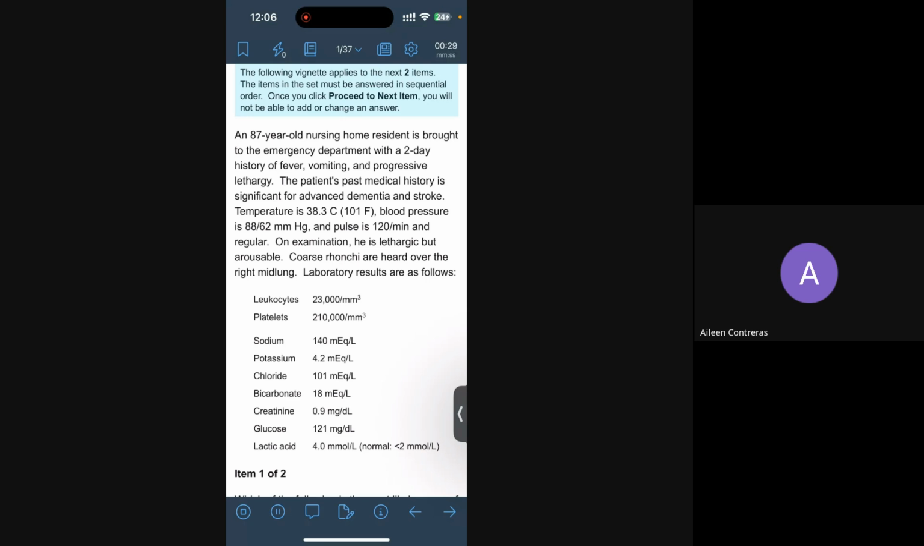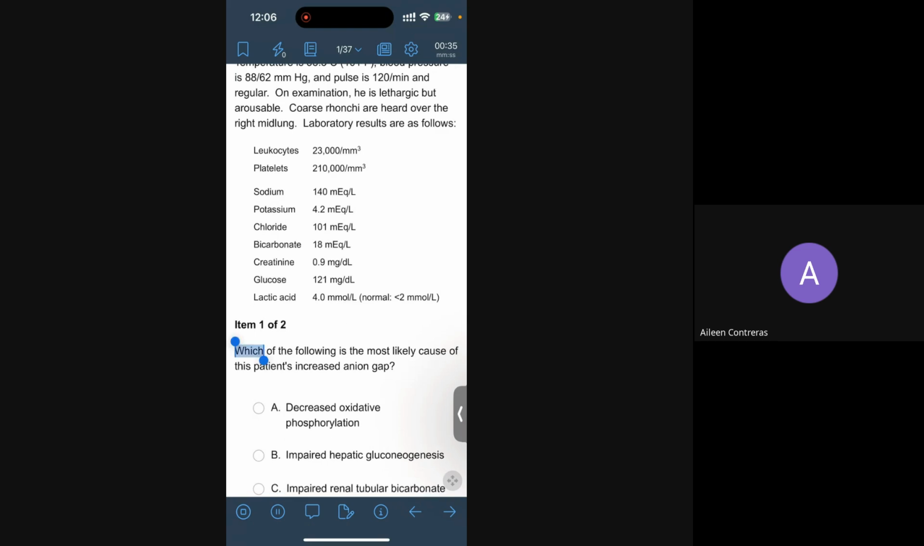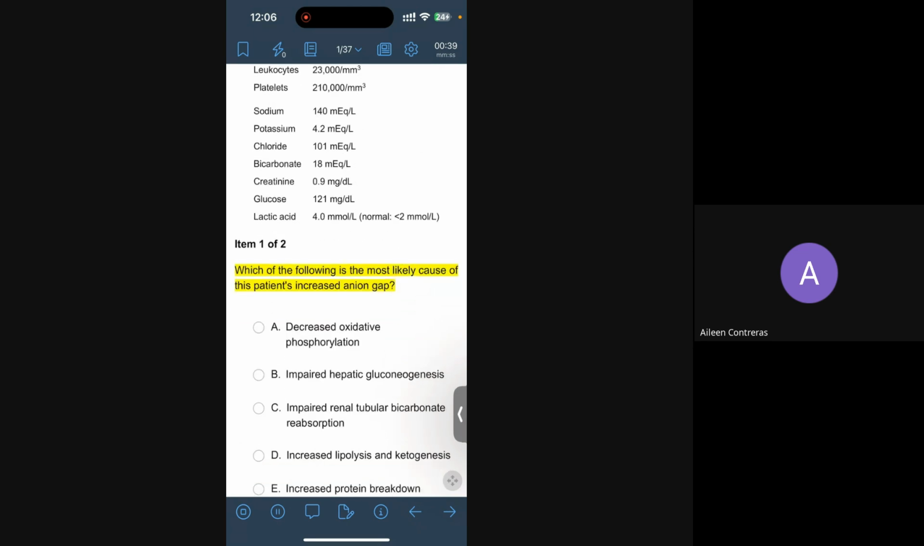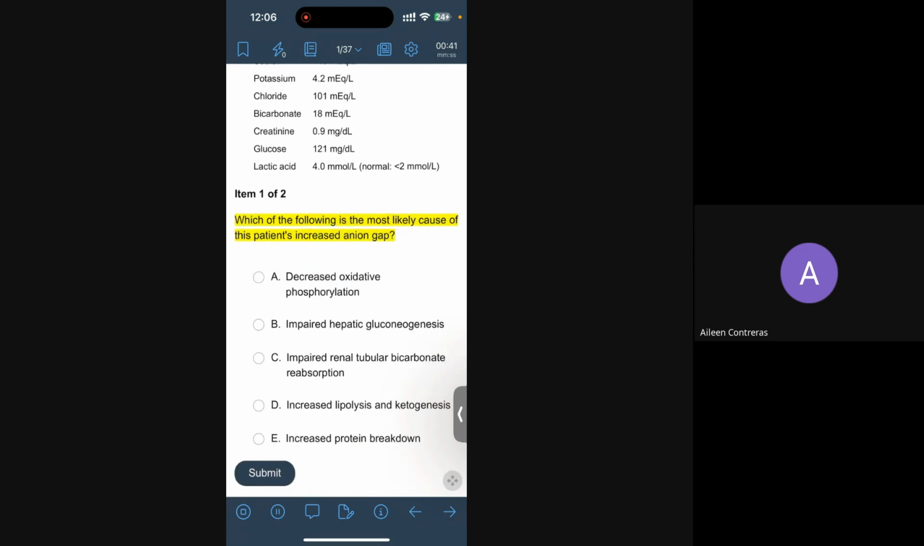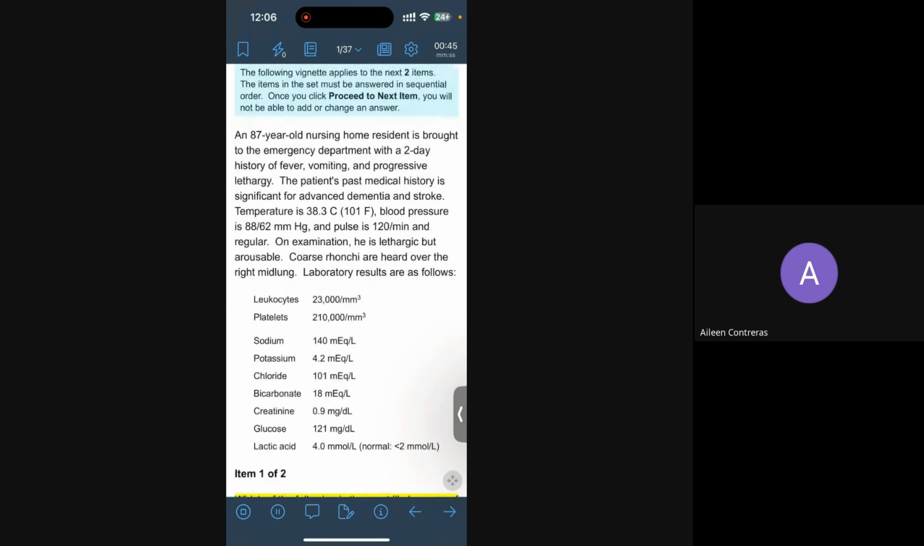First question. This question has two parts. Which of the following is the most likely cause of this patient's increased anion gap? Okay, read the options once, then from the top, start reading the question.